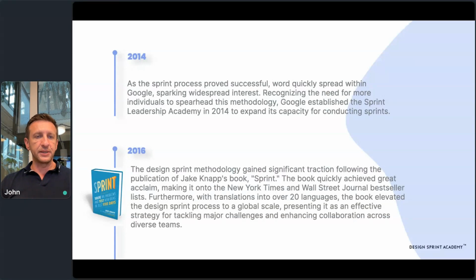The process became a world hit in 2016 when this book came out, Sprint by Jake Knapp. It made, I think, the New York Times bestsellers list immediately, so it became a hit. And then after this, there were early adopters of design sprints. We were part of them as well.